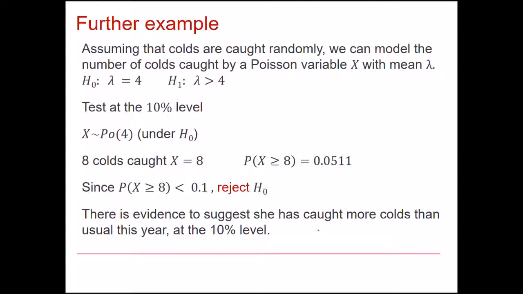It's worth noting that if the significance level had been 5%, as in the previous question, there wouldn't have been enough evidence to reject H0, and we would have concluded that there was insufficient evidence to suggest that she'd caught more colds than usual this year. So you can see that the conclusion often depends on how strong the significance level is.